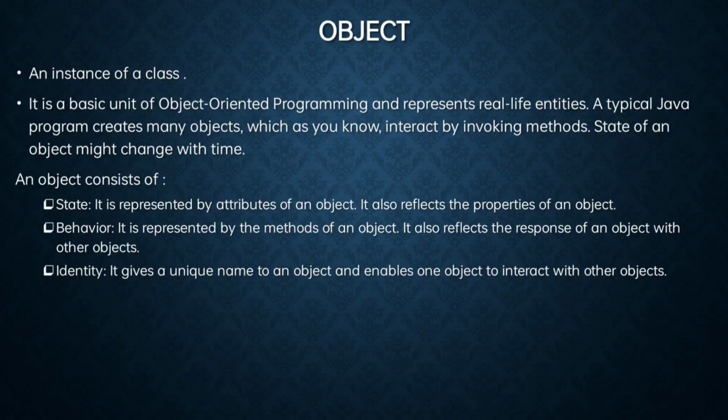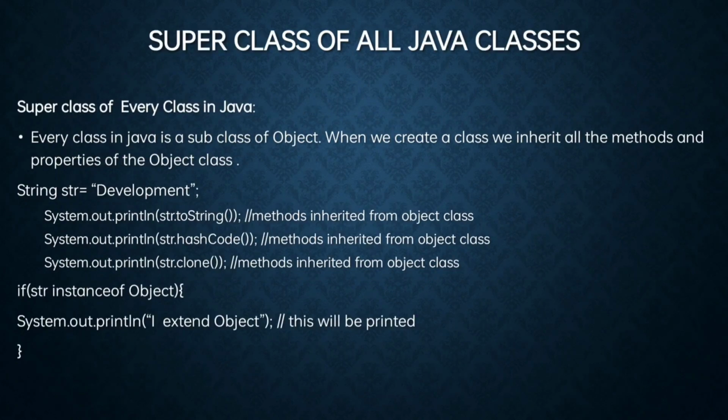State. It is represented by attributes of an object. It also reflects the properties of an object. Behavior. It is represented by the methods of an object. Now identity. It gives a unique name to an object and enables one object to interact with other objects. Now let's talk about class and objects in real time. Map of a building is a class and the building itself is an object.